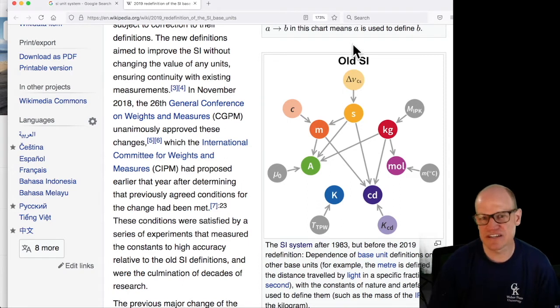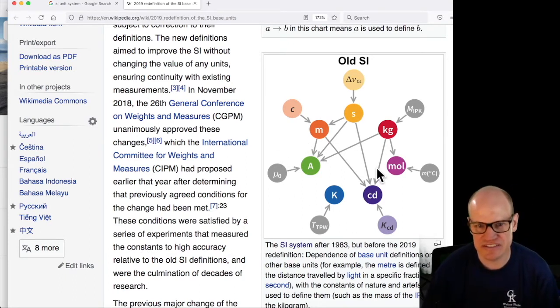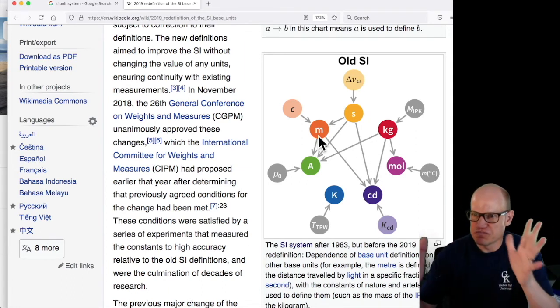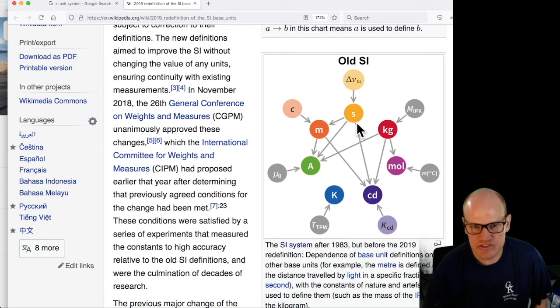So SI, again, is the International System of Units. I just said 8, but there are 7 units that exist in this system. One of them is the meter, so that's a unit of length. There is the second, which is a unit of time. There is the kilogram, which is a unit of mass.